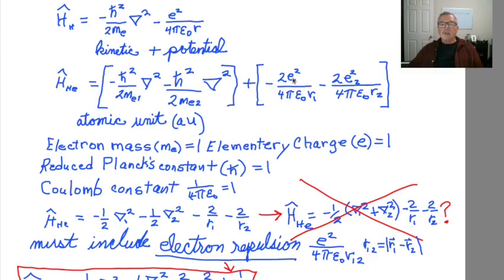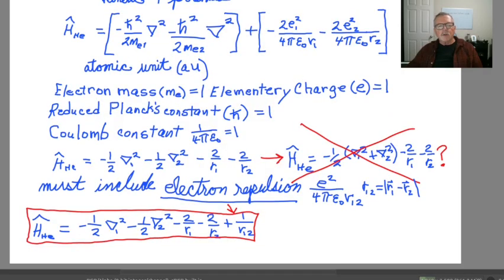Okay, we're used to e squared over 4 pi epsilon 0 r, but what's this 2 all about? Well, how many protons are in the hydrogen? 1. How many protons are in the helium? 2. So that's why we've got a 2 up there, and those 2 protons are attracting each one of the electrons. So we're all done, right?